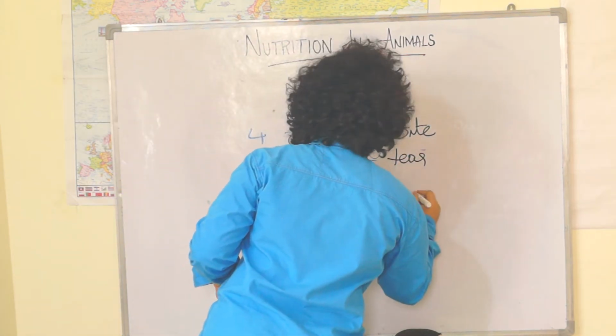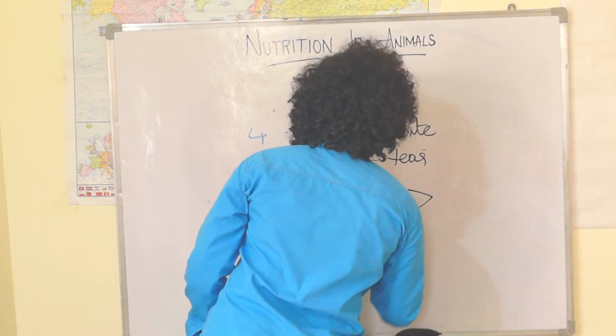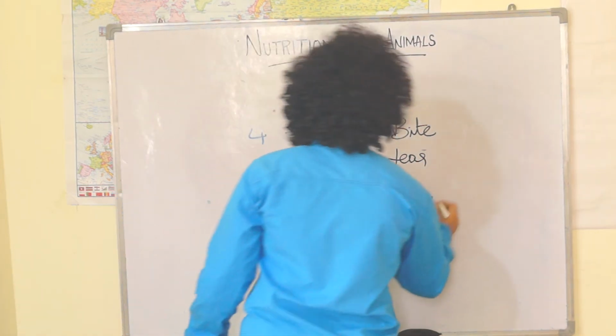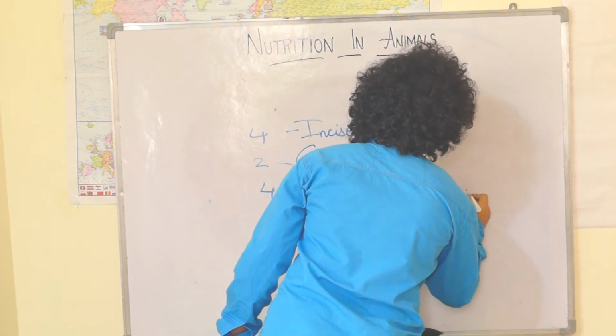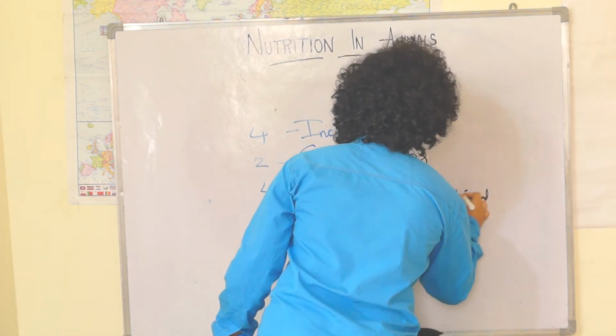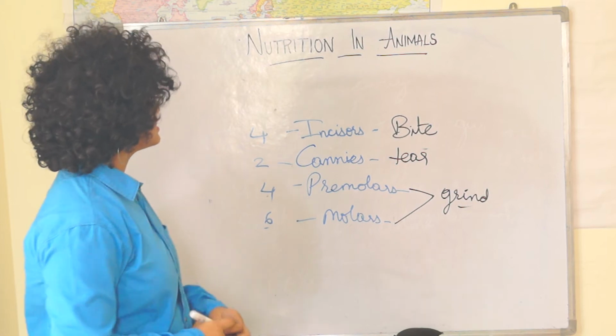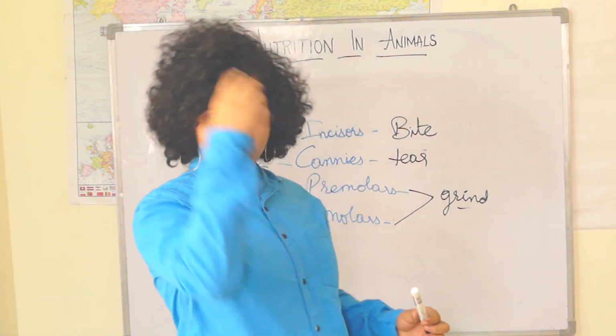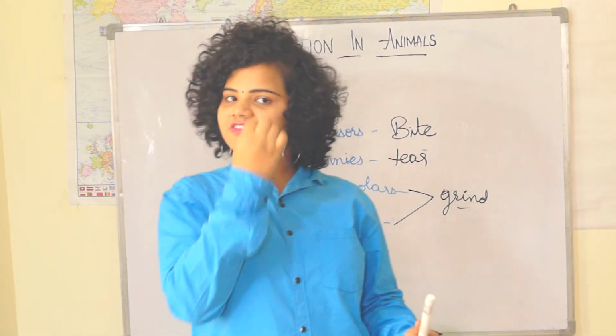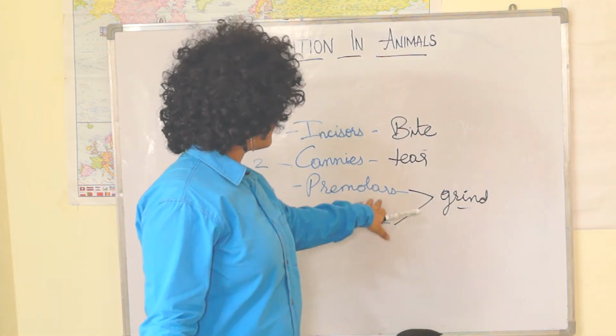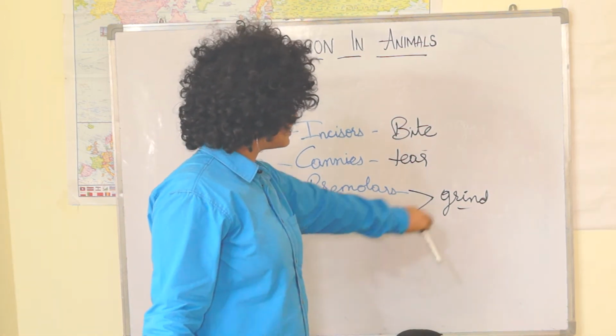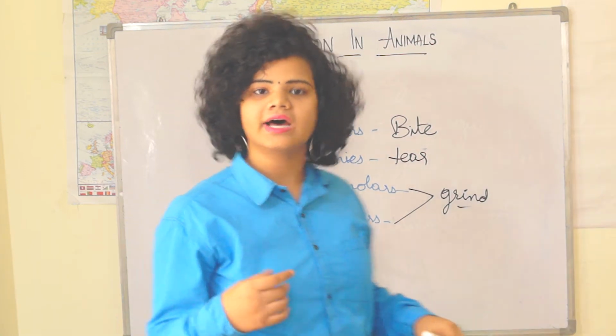Canines help to tear the food. Molars and the premolars together try to grind the food. Okay, so the incisors help to bite the food, canines help to tear the food, and you have the molars and the premolars, which help to grind the food.